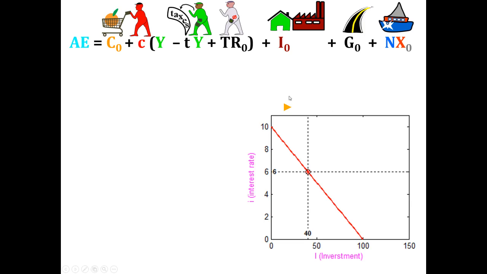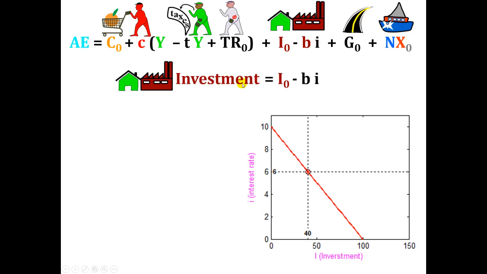In the previous video we considered that investment doesn't depend on the interest rate. Now in this video we are going to include this term, so we are going to assume that investment does depend on the interest rate, b is greater than 0, and we are going to interpret this form of investment.